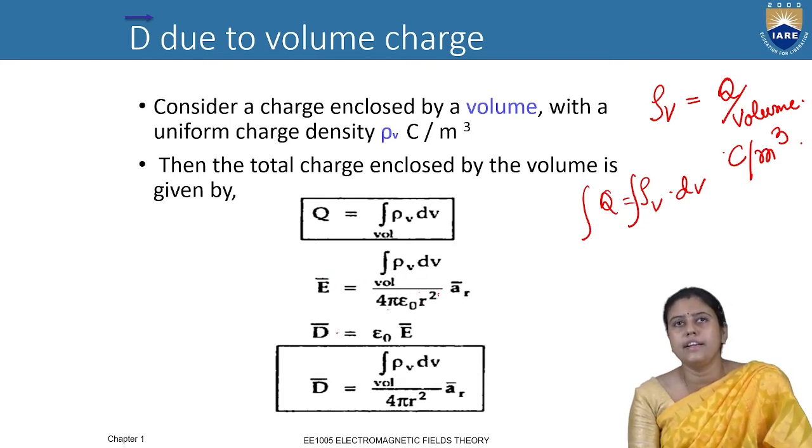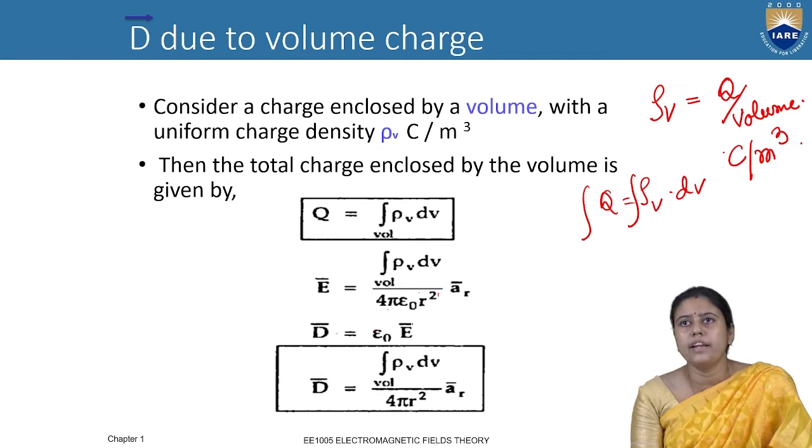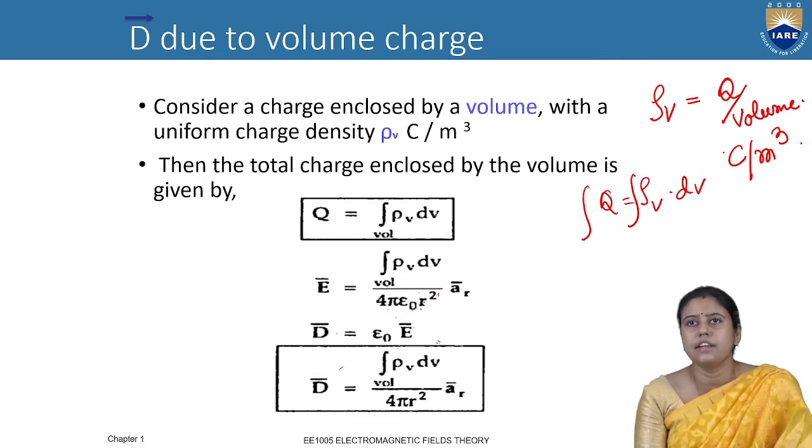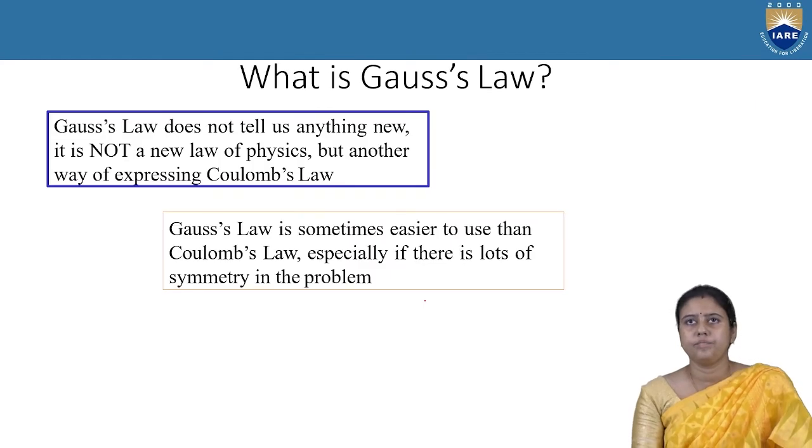Relation between D and E: D is equal to epsilon into E. So what is D? D is equal to rho v dv by 4 pi r square, as epsilon 0 cancels out.